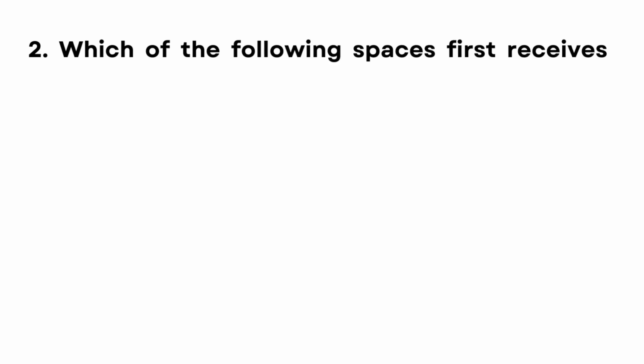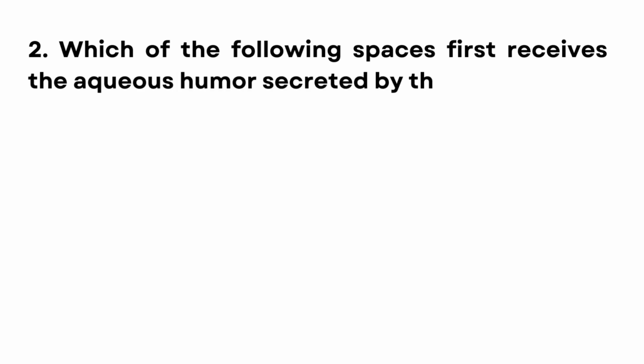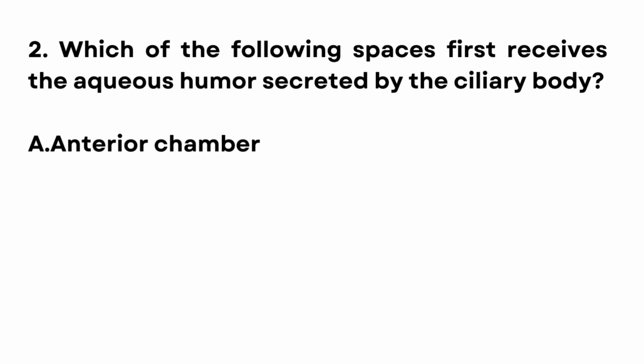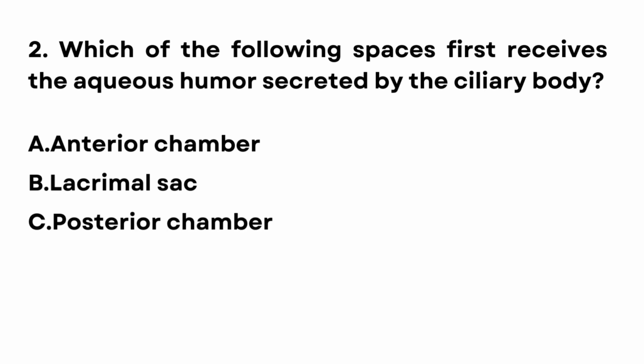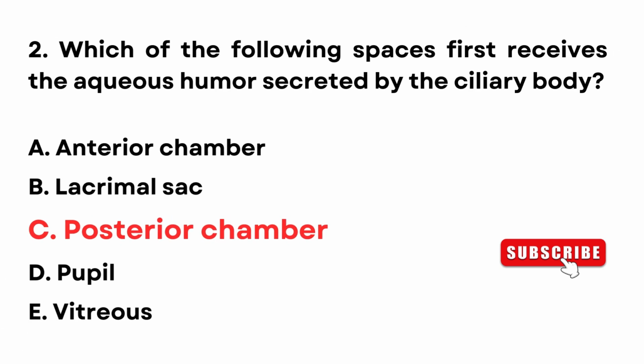2. Which of the following spaces first receives the aqueous humor secreted by the ciliary body? A. Anterior chamber. B. Lacrimal sac. C. Posterior chamber. D. Pupil. E. Vitreous. The answer is C. Posterior chamber.